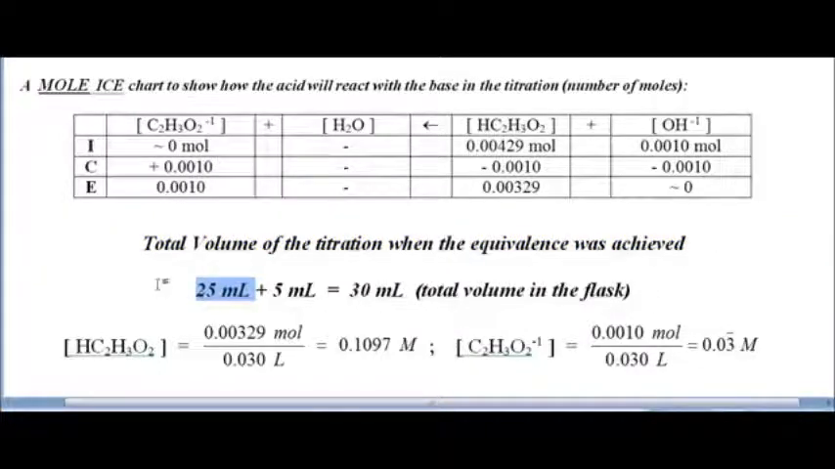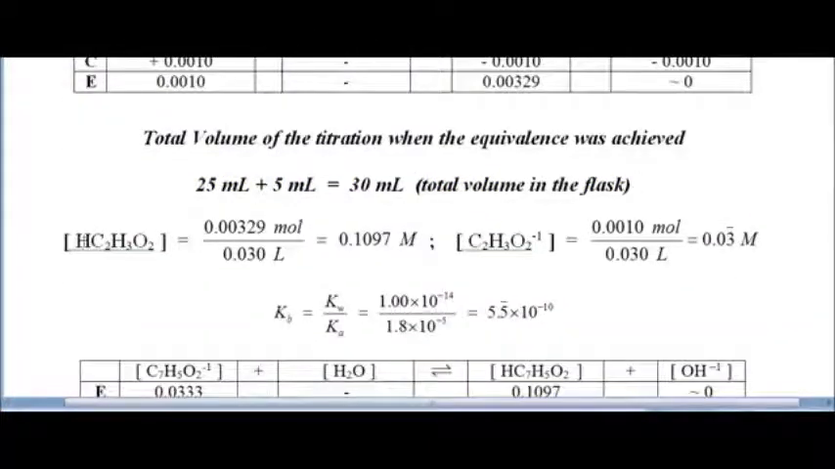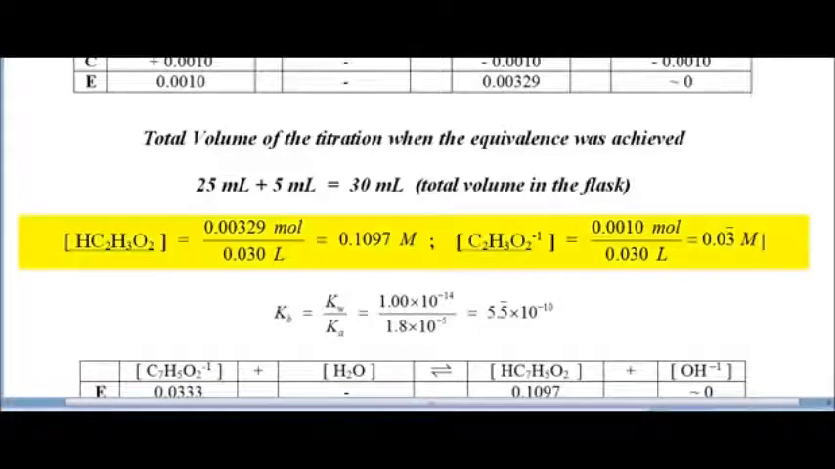Alright, so the total number of milliliters added here: we have 25 mL of the acetic acid, and 5 mL of sodium hydroxide was added to the 25 mL of acetic acid, for a total volume in the flask of 30 milliliters. Be sure to convert those milliliters to liters, and then solve for the concentrations for each of the two things that remain, which is the acetic acid and the acetate ions. So we have our concentrations as listed here.